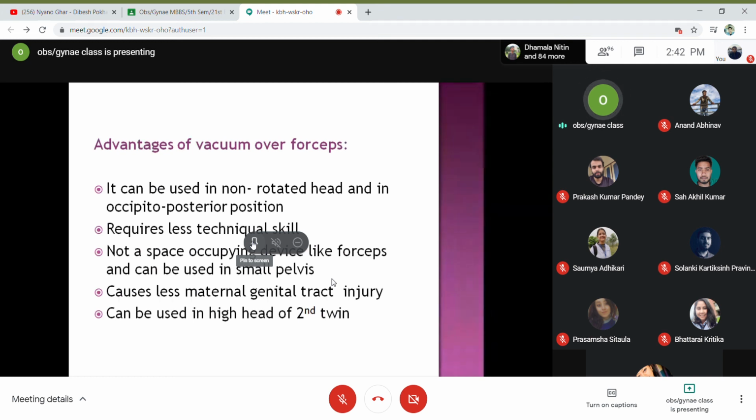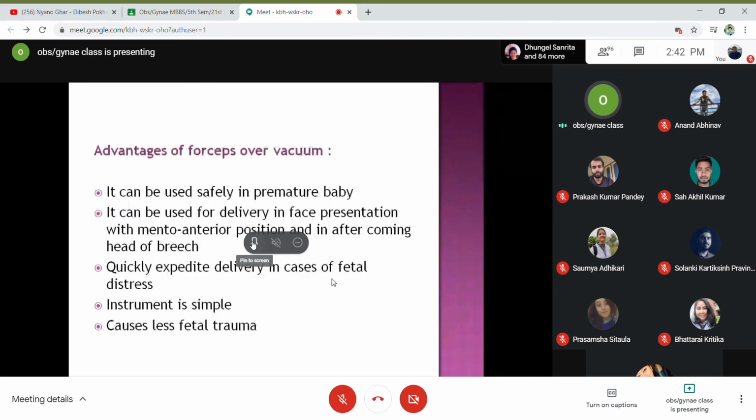Now, advantages of forceps over vacuum is it can be used safely in premature baby where you cannot apply vacuum. It can be used for delivery in face presentation with mentum anterior position and in aftercoming head of breech. It can quickly expedite delivery in cases of fetal distress. The instrument is very simple. You can carry it anywhere but you need to learn how to use it. It causes more maternal trauma, but less fetal trauma. Vacuum causes less maternal trauma, and there will be more fetal trauma. Okay?